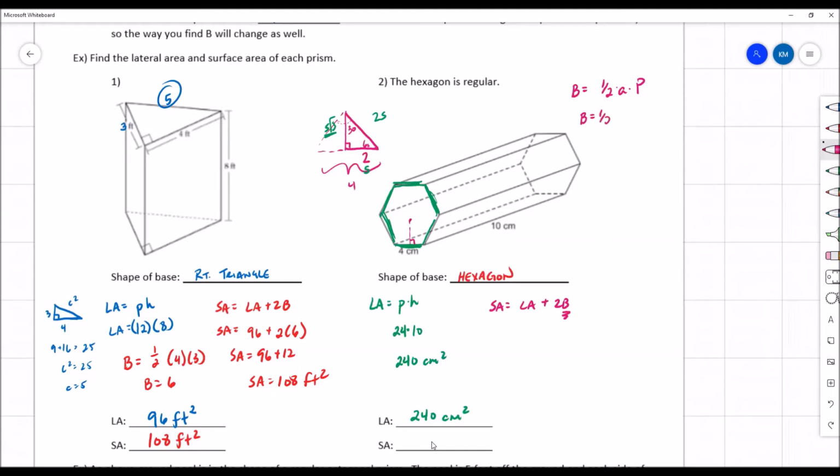And so we have all the information that we need in order to find the area of one of these bases. Apothem is 2 radical 3. Perimeter we already found to be 24. And so the area of this base should be 1/2 times 2 radical 3 times 24, and the 1/2 and 2 cancel out, giving 24 radical 3. All right, so now that we know that b is 24 radical 3 for the second problem, we can find our surface area, which is our lateral area, 240, plus 2 times 24 radical 3. And that gives us 240 plus 48 radical 3.